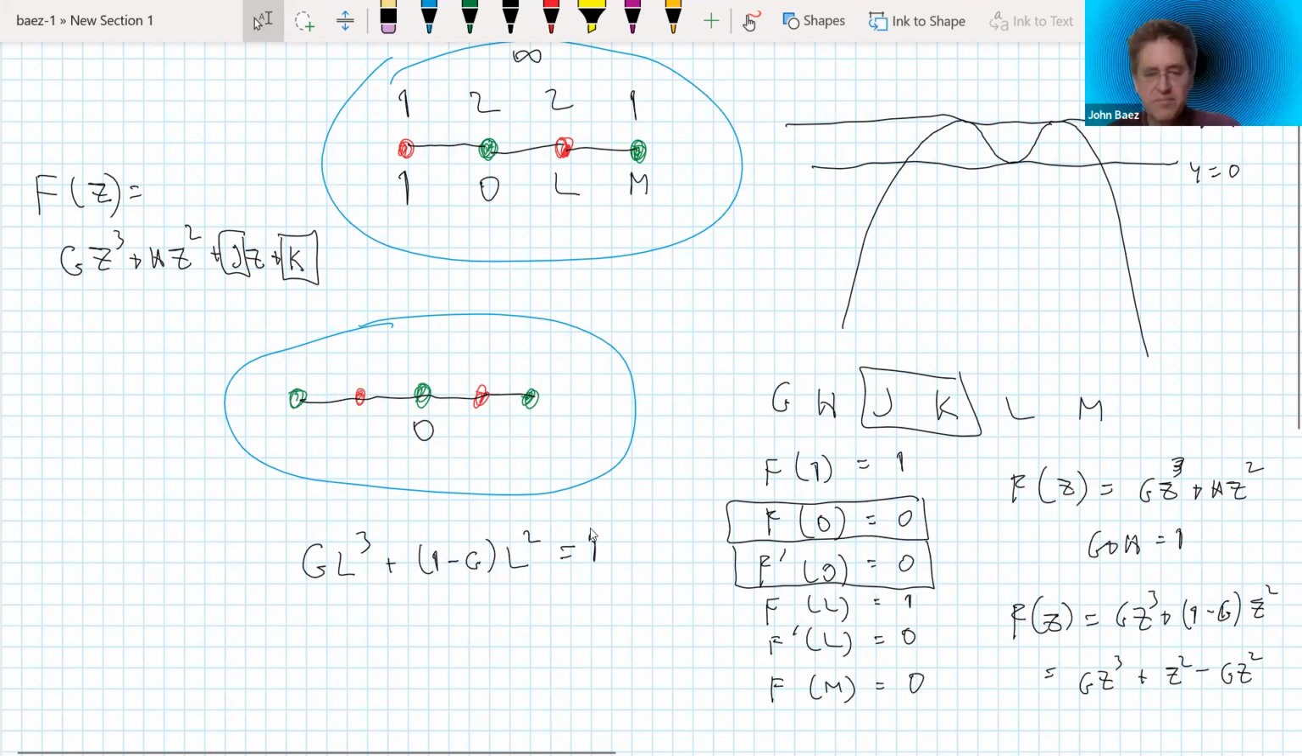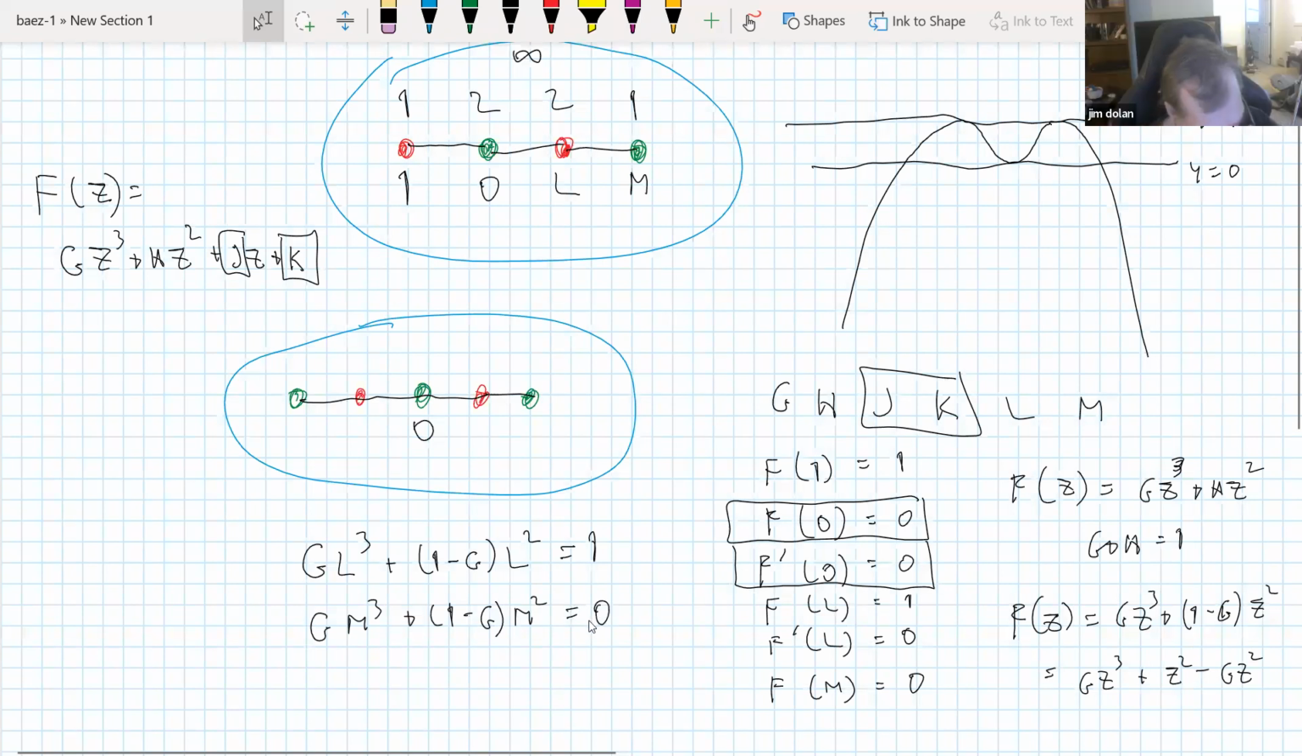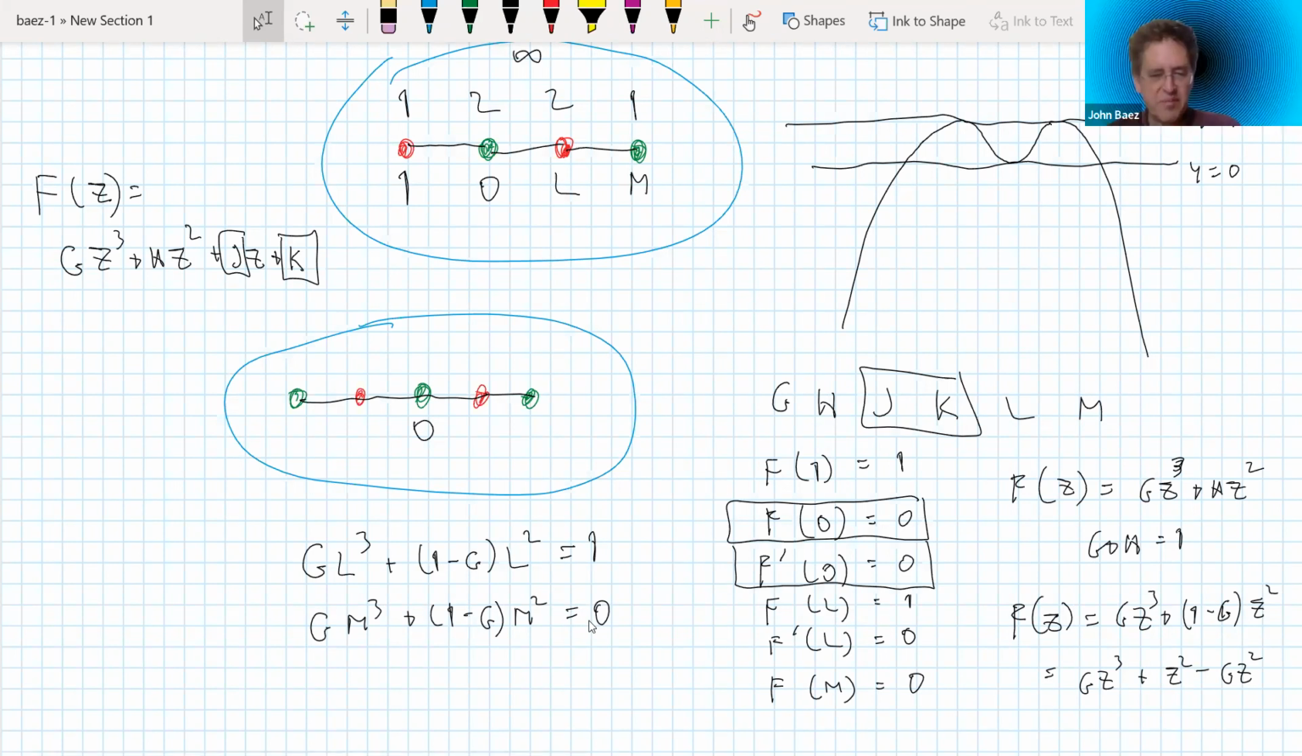And then I want to do the M one next. So gm cubed plus 1 minus g m squared equals 0. Sorry, I'm just thinking for a minute about what I would do with that next one. That one there is interesting because, just digressing slightly, that one would be solved by m equals 0, but it would also be solved by something else. That is, if you assume m's not 0, then you get another thing.